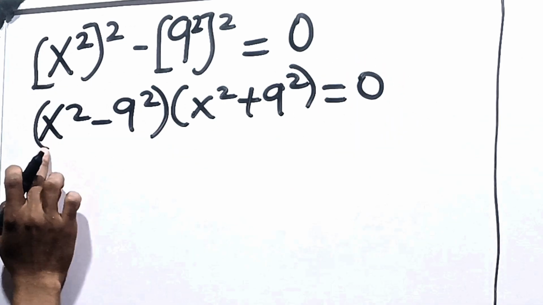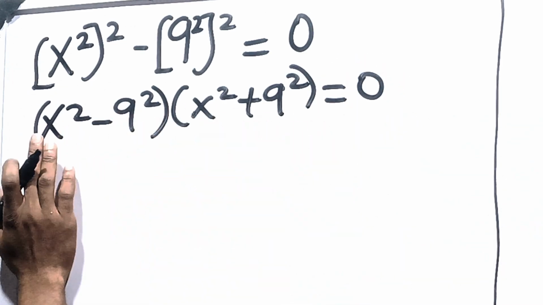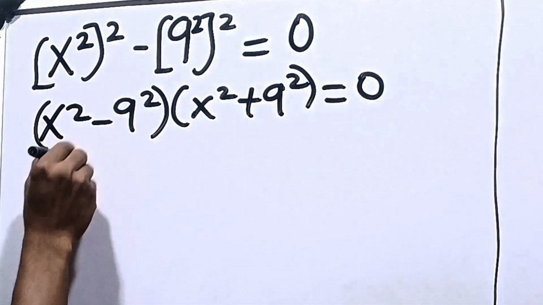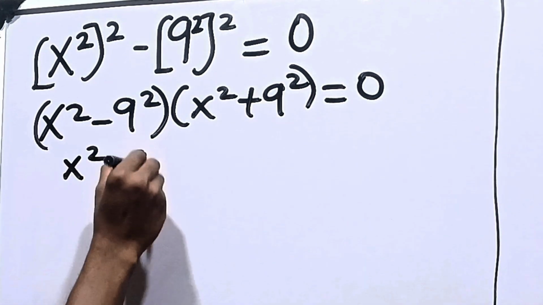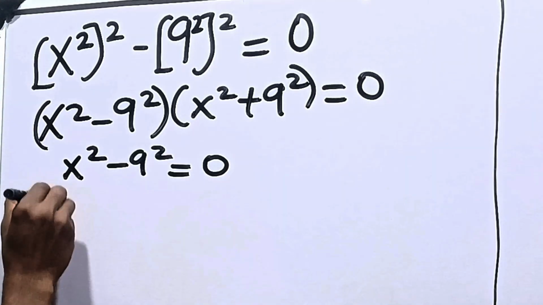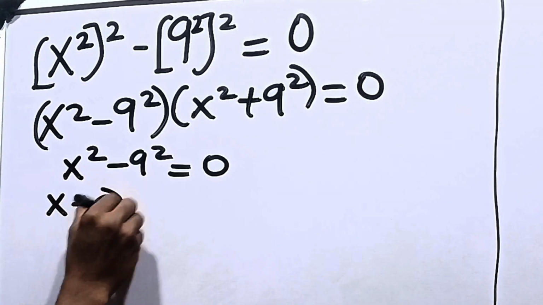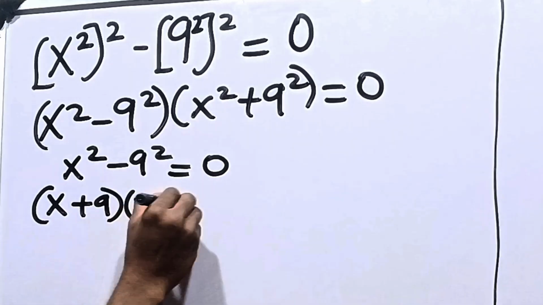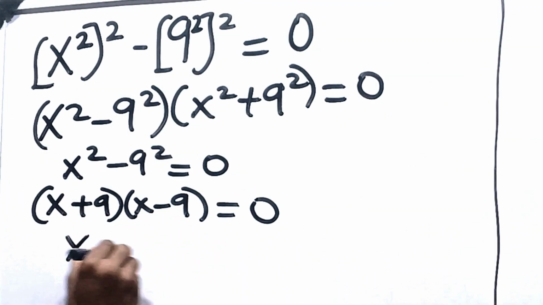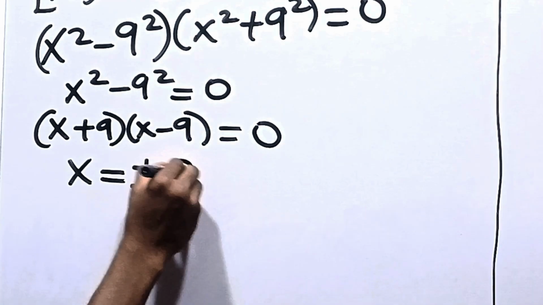You can say the product of this is equal to 0. When the product of these is equal to 0, it's either the first one is equal to 0 or the second one is equal to 0. So it's either x squared minus 9 squared is equal to 0. This is the difference of two squares, so you can now say that this is x plus 9 multiplied by x minus 9 to be equal to 0. From here we now have that x is equal to plus or minus 9.